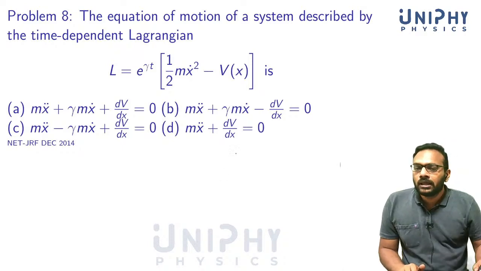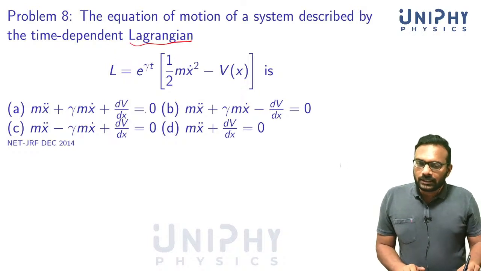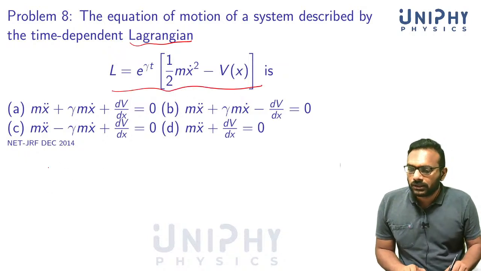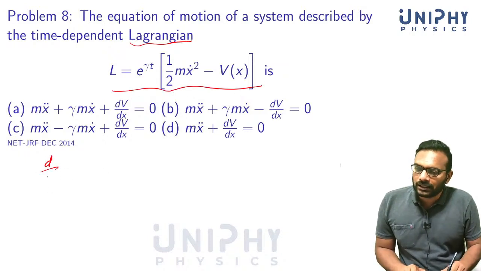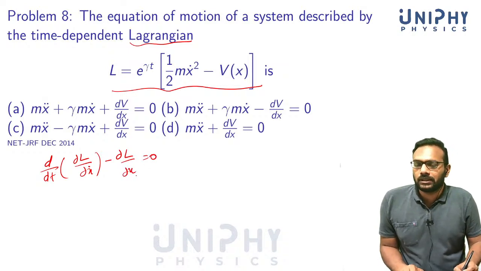The equation of motion of a system described by the time dependent Lagrangian. Now we have got a time dependent Lagrangian here. It's given like this. What's the equation of motion? Now you know the equation of motion. It's d by dt of dou L by dou x dot minus dou L by dou x equal to 0. That's the equation of motion.